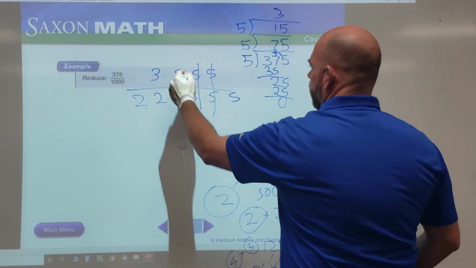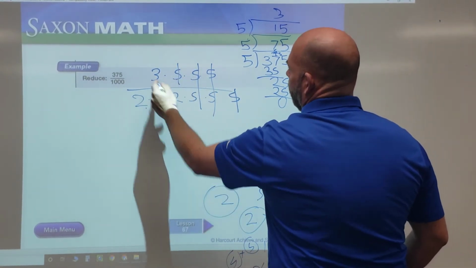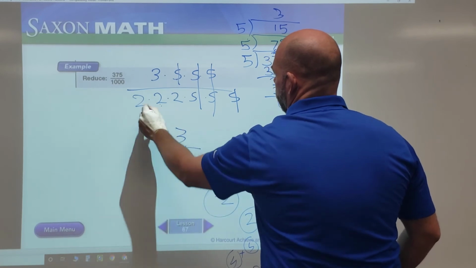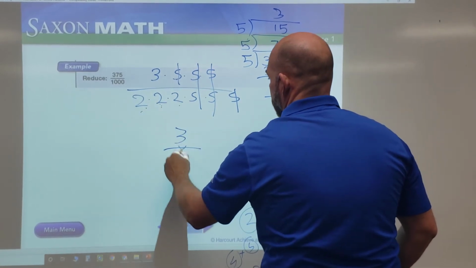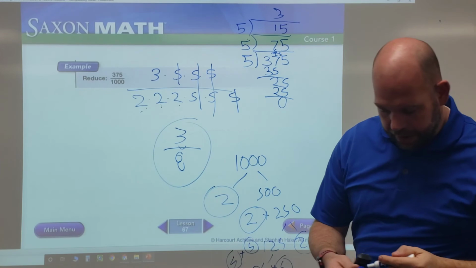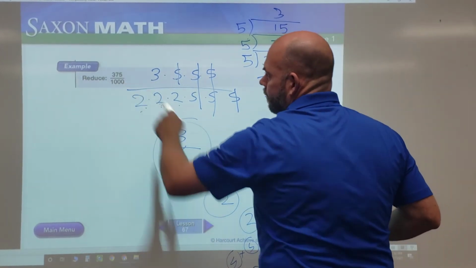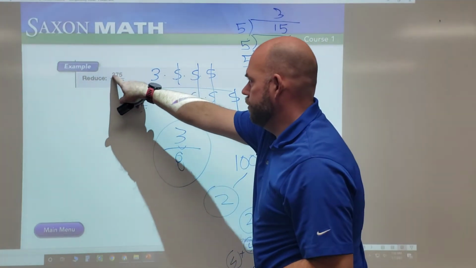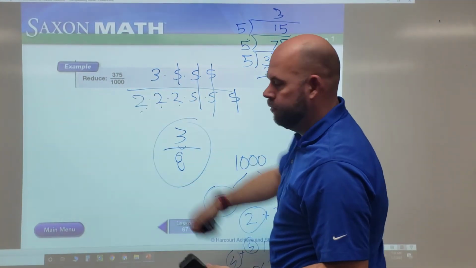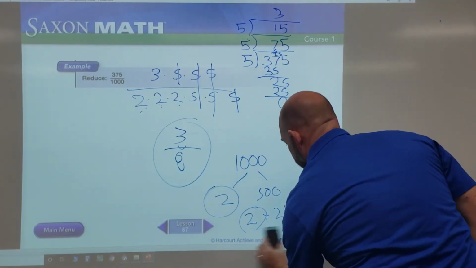All right, so we can cross that 5 out and that 5 out. So all we have left is 3 over 2 times 2 times 2, which is 8, 3/8. Whew, that's more like it. And again, does 3/8 seem about the same ratio as 375 over 1,000, or 3 over 10? Yeah, it's pretty close. So that's reasonable.